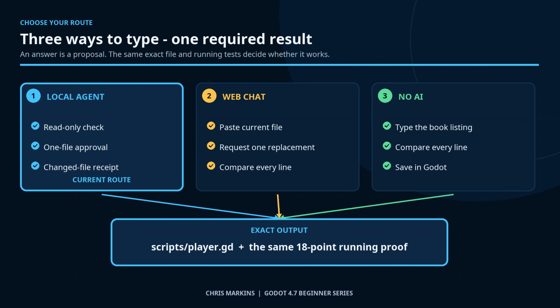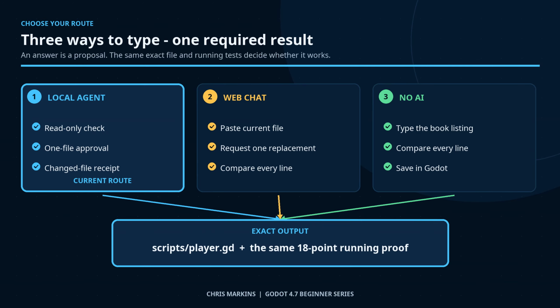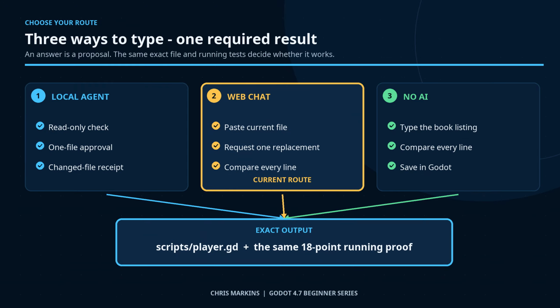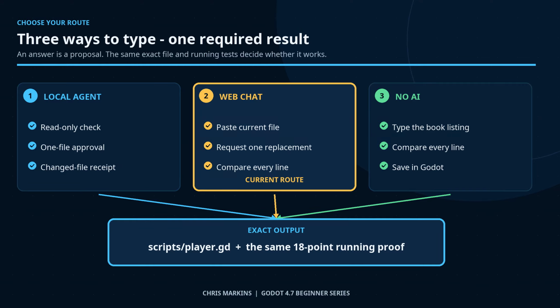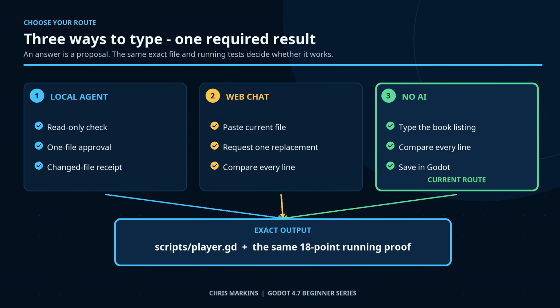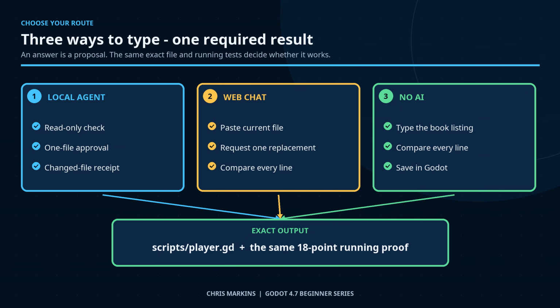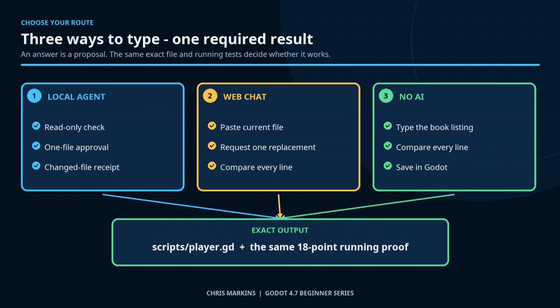You can use a local coding agent, a web chat, or no AI. The routes differ only in who types the file. Every route uses the same complete listing, the same one file boundary, and the same running tests. An AI answer is a proposal, not proof that the game works.